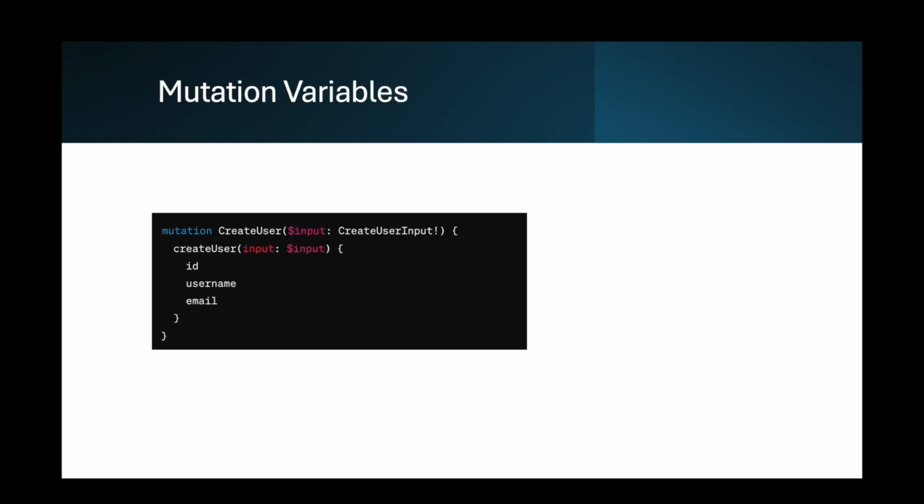Let's look at mutation variables. Like queries, mutations in GraphQL can also use variables to pass dynamic values into the mutation operation.